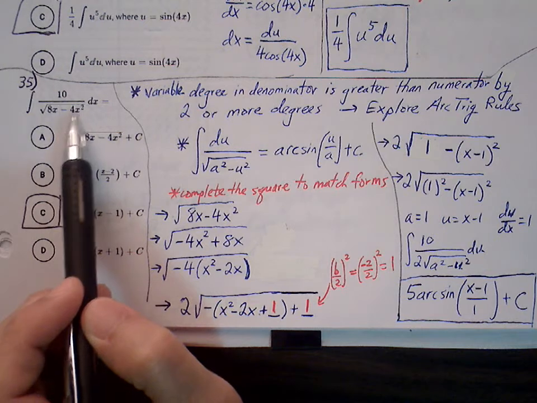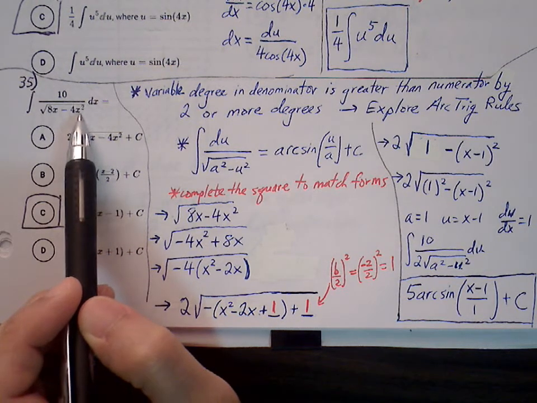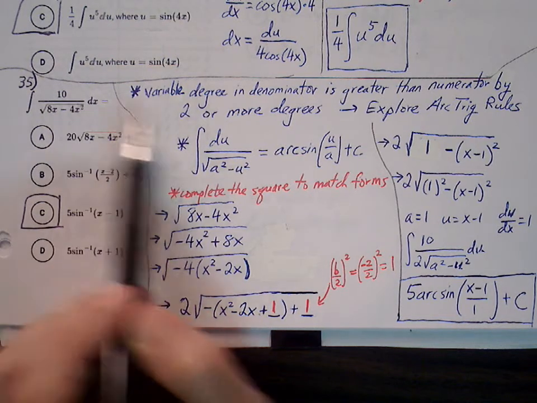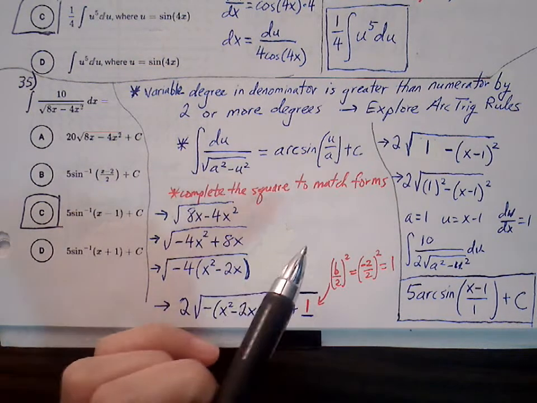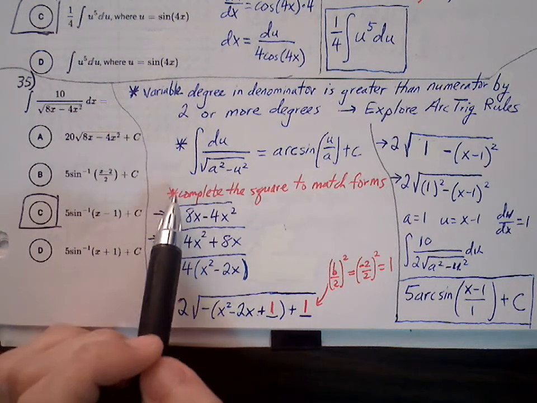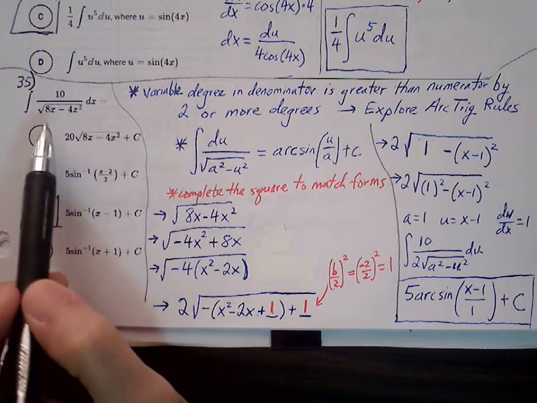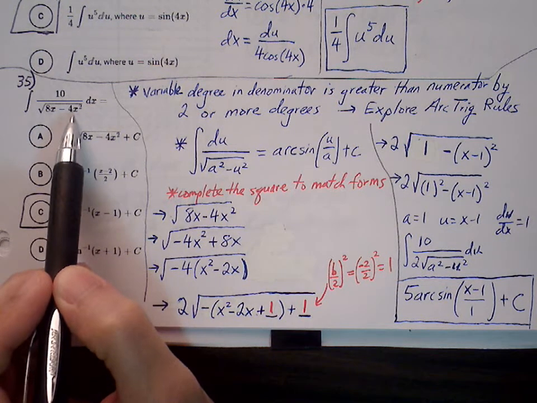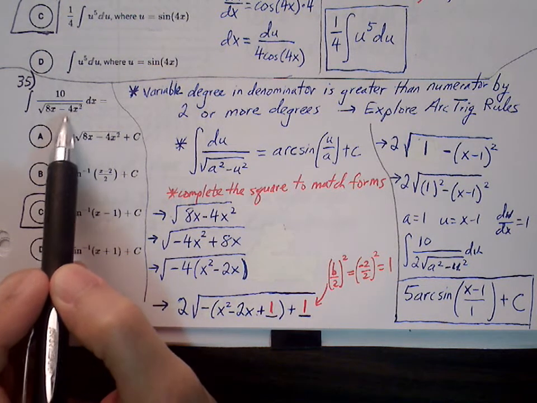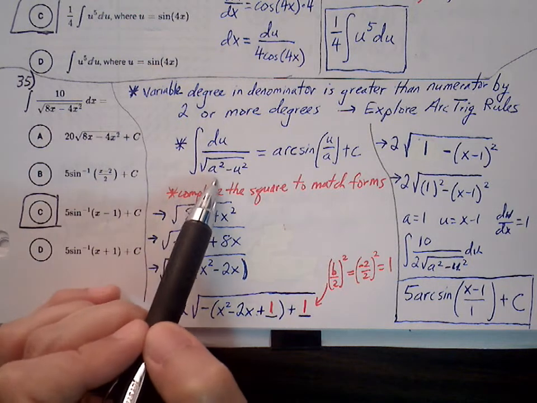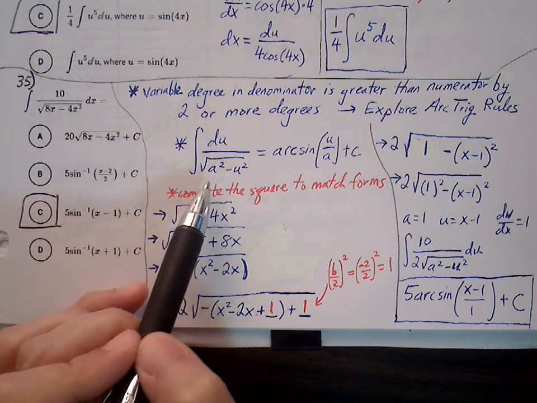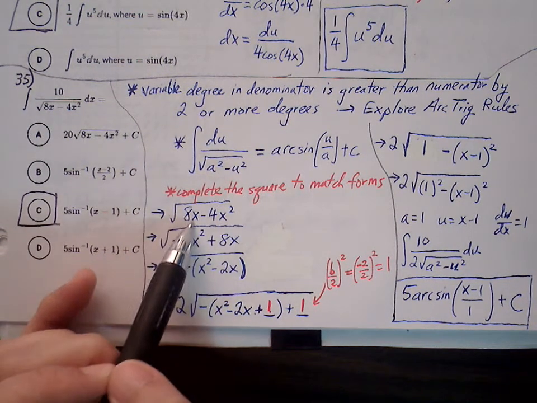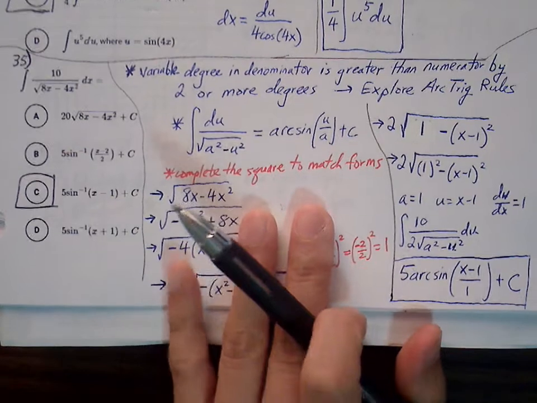So usually what happens is if the degree in the denominator is greater than the numerator by 2 or more degrees, then it's a possibility that we can explore arc trig. So if we try to explore arc trig, that means if we see square root, it can't be arctangent, right? It has to be either arc sine or arc secant. So if I get that denominator form, maybe I could get this to look like arc sine, but that means I have to get it into this form. So a squared minus u squared.